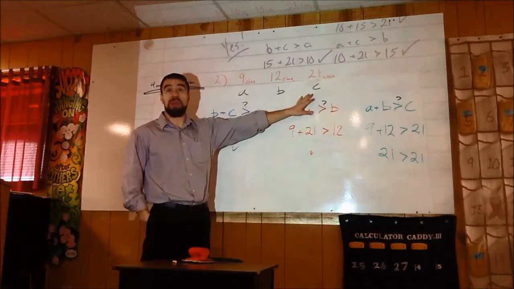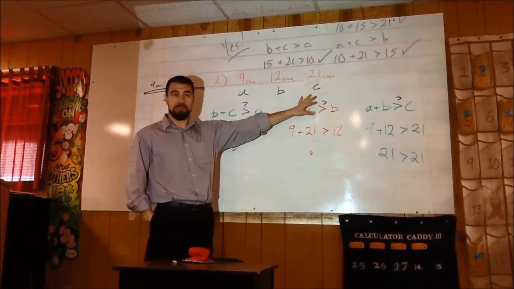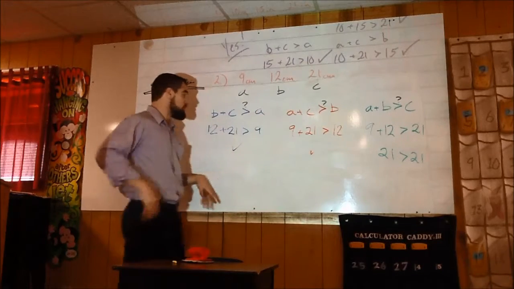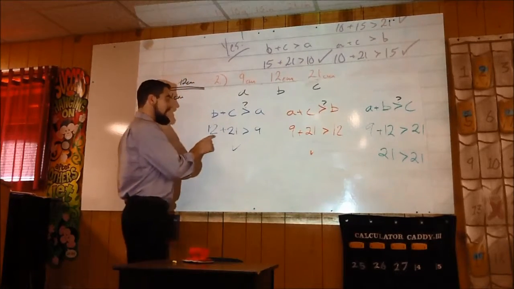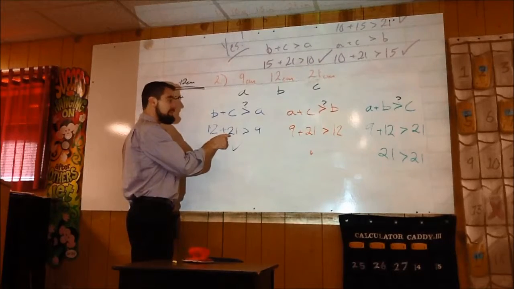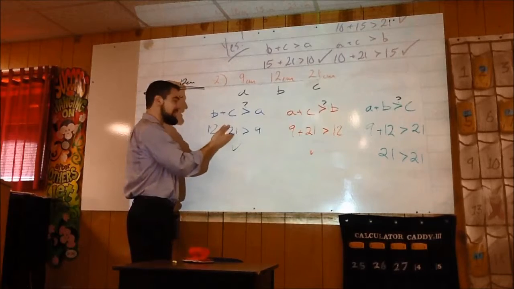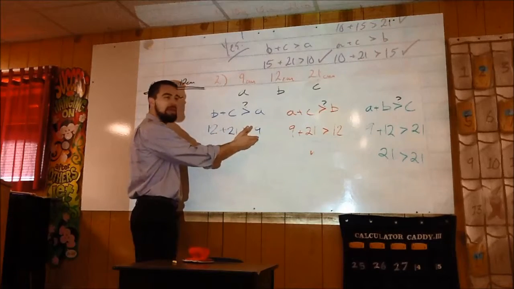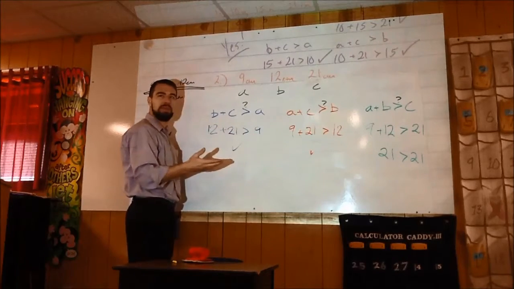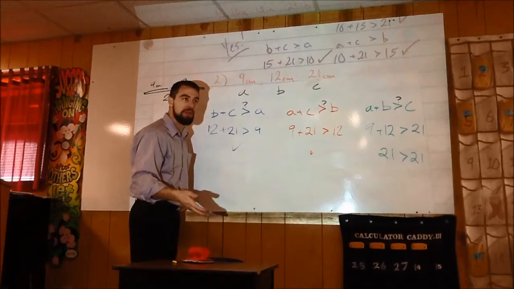C is already the greatest number, right? 21 is the greatest number. So when I add something to 21, well, it's already bigger than 9. 21 in and of itself is already bigger than 9. So if I'm going to add something to it, obviously it's still going to be bigger.